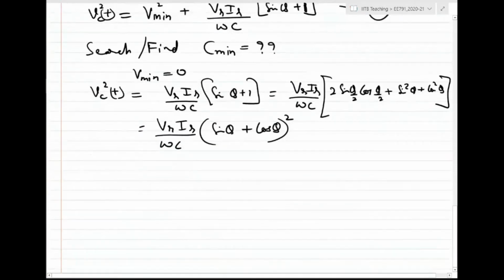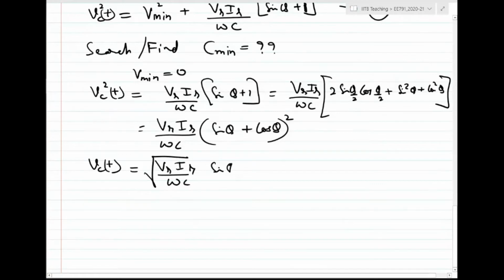Now, if I take the square root on both sides and take VC of t, can I write this expression, root sine theta by 2 plus cos theta by 2? The answer is no, because sine theta plus cos theta is a varying quantity and it will become negative.